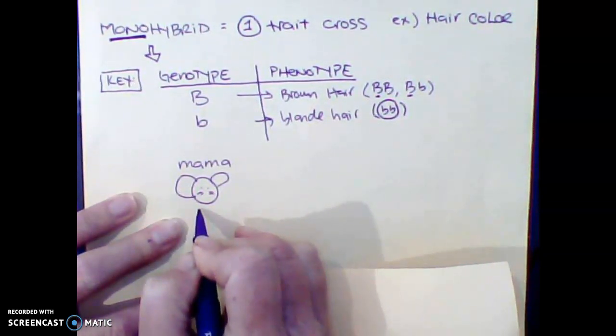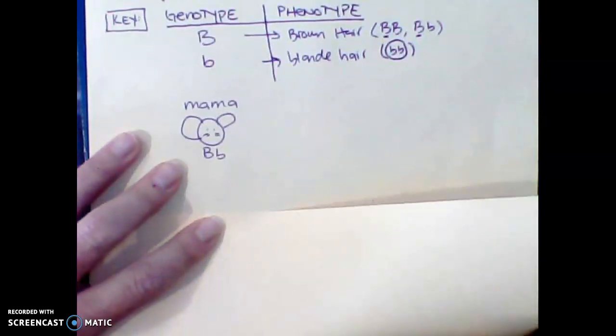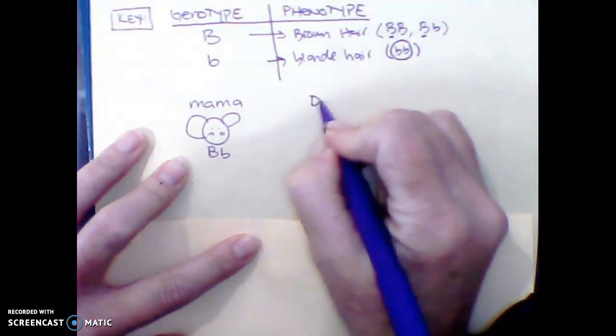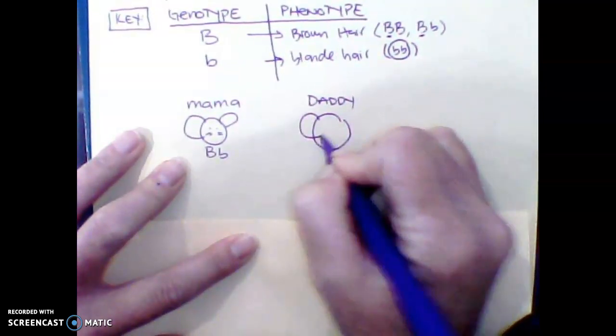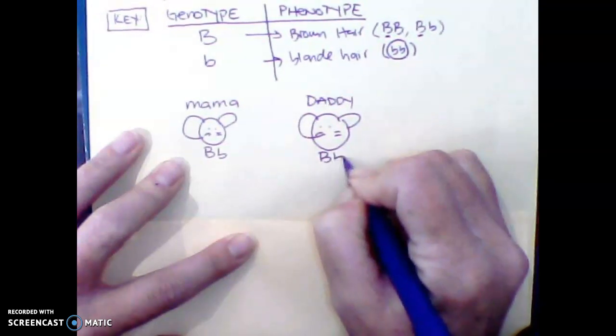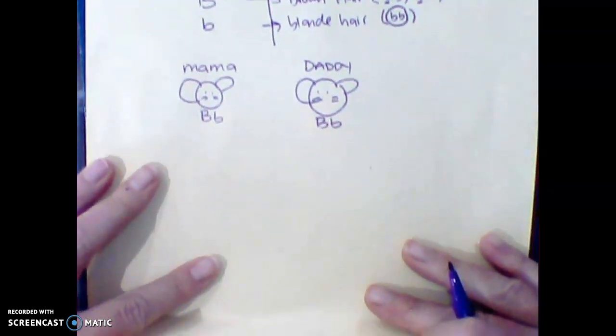She is heterozygous for brown hair, okay? And then you have Daddy Mouse over here, who is also heterozygous for brown hair, so big B, little b. My question to you guys is, what will their kids look like?